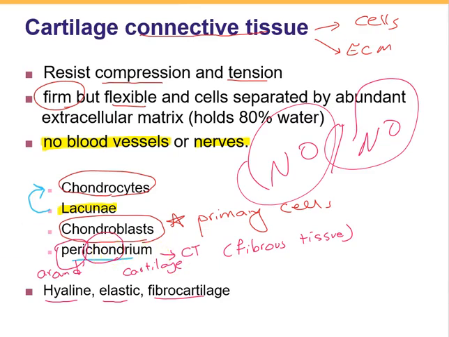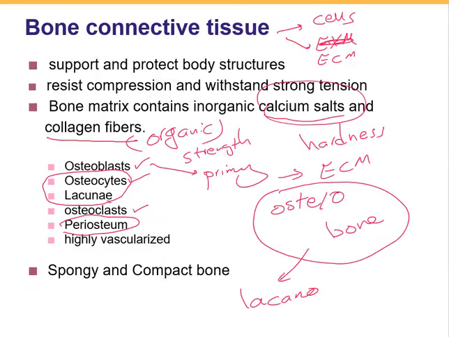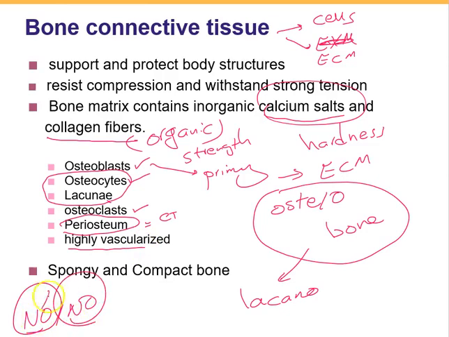But what about the periosteum? Again, peri means around, osteo means bone. Periosteum is a fibrous connective tissue covering the bone, protecting and supporting the bone. But do you remember there were no blood vessels and no nerves in cartilage? Actually, the bone connective tissue is highly vascularized and it is also innervated by many nerves.